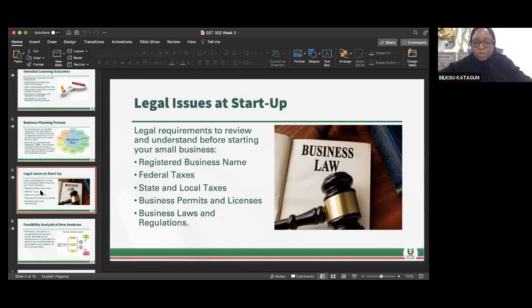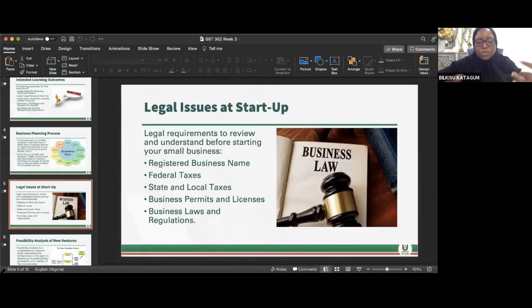The more things you know, the more you ask. You go out, ask people, ask even your competitors, people that you think are your competitors, they may likely help you. So just go and ask questions about what particular documents or requirements you need if you want to start up your business.